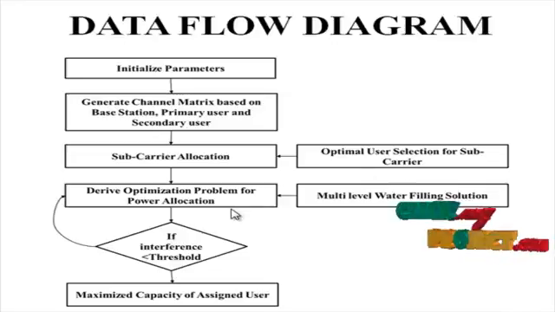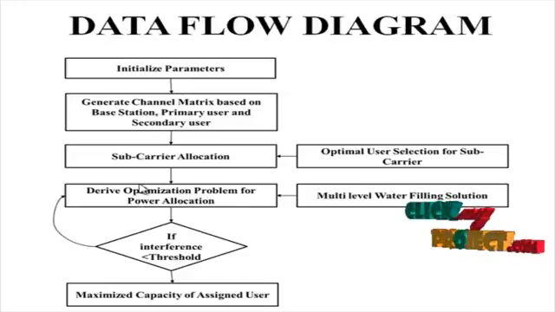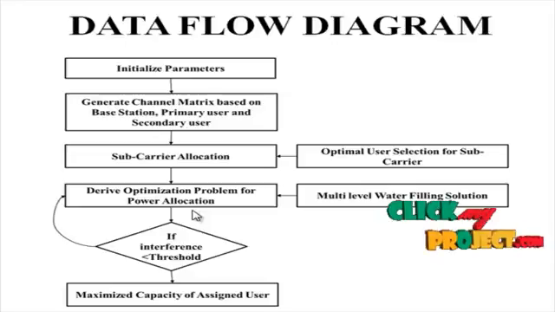Next, the power is allocated. By allocating a specific user for any subcarrier in conformity with the proposed metric, the optimization problem becomes similar to the optimization problem for a single CR user case.